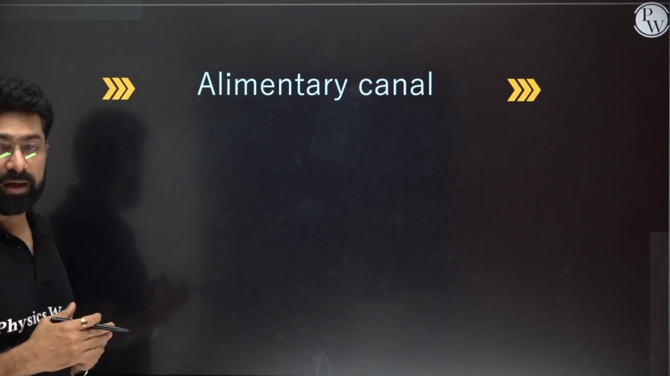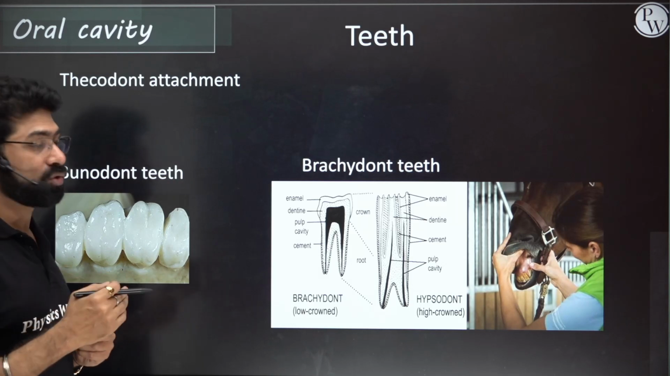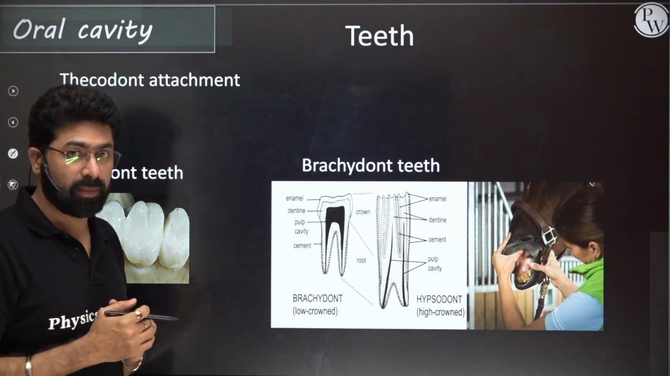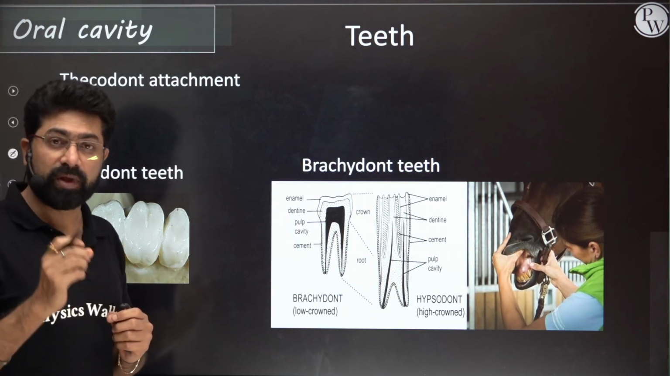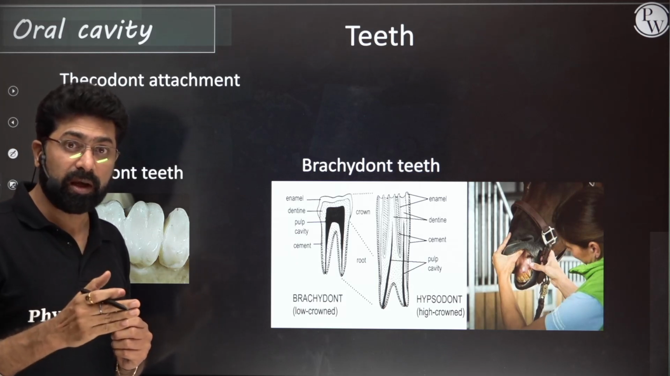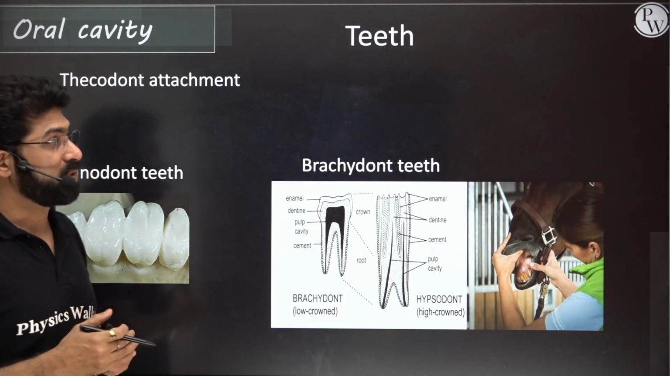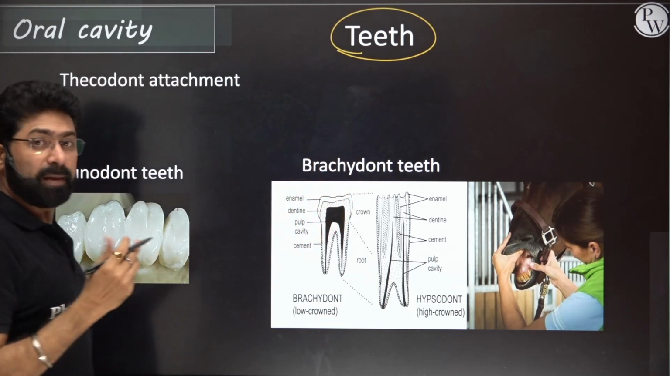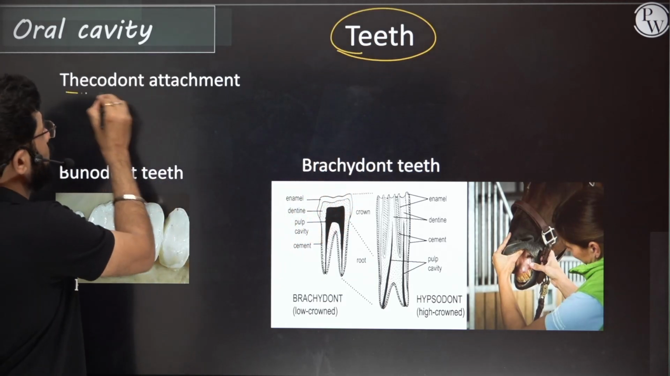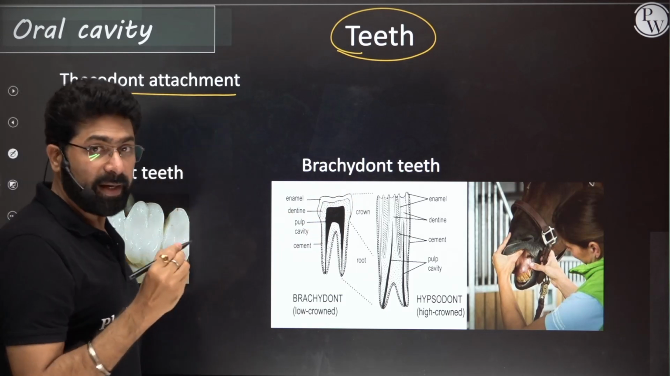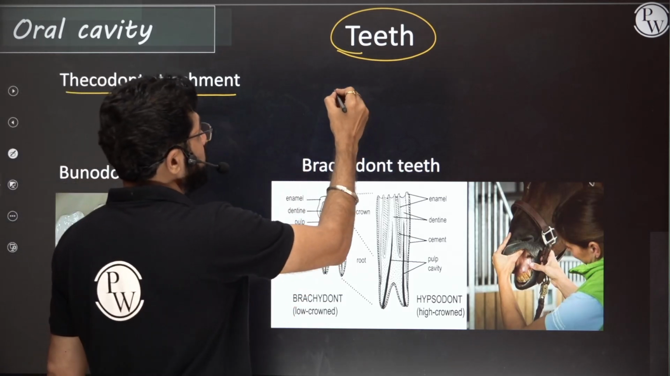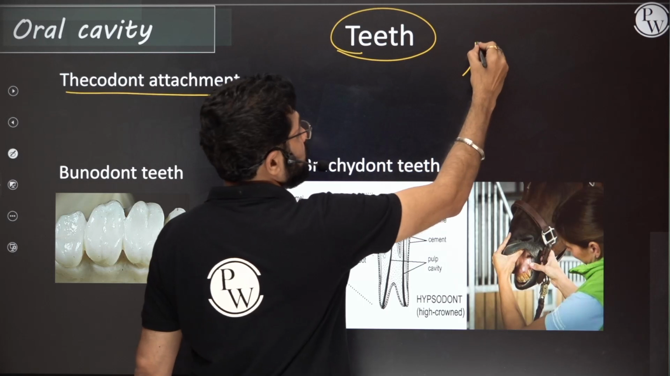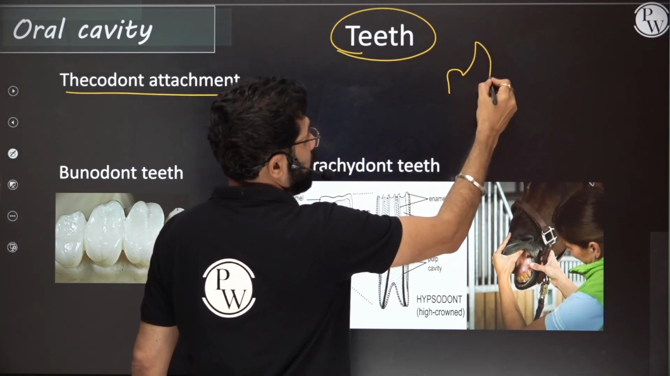So the alimentary canal starts with the mouth or the buccal cavity. And this buccal cavity will have the teeth and muscular tongue. So what type of teeth do you have? You have thecodont teeth. What do you mean by thecodont teeth? Thecodont teeth means the teeth are fixed inside a socket.